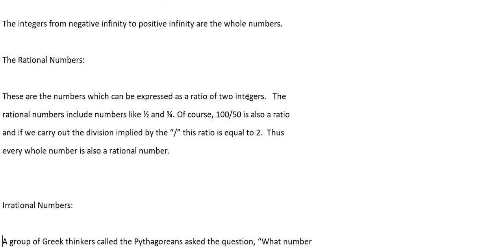Rational numbers. These are numbers which can be expressed as a ratio of two integers. The rational numbers include numbers like 1/2 and 3/4. Of course, a number like 100 over 50 is also a ratio of integers. And if we carry out the division implied by this slash mark, that ratio is equal to 2. Thus, every whole number is also a rational number.